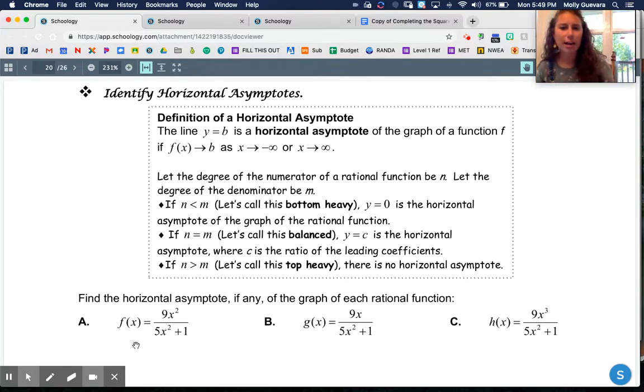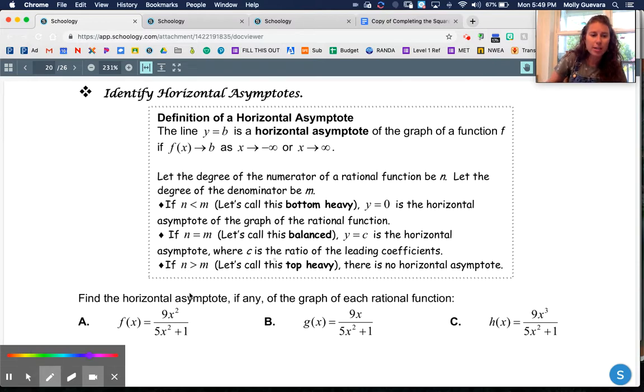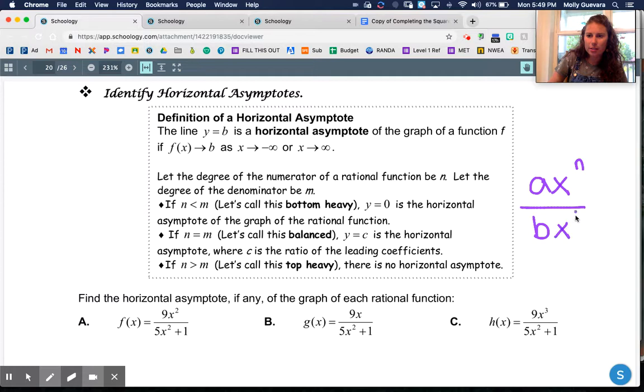Okay, so horizontal asymptotes, right, are horizontal. And there's only 3 options. Okay, and it depends all on the exponents of the graph. Okay, so let's say that I have a graph like A, where A is any real number, okay? A x to the N over B x to the M. I'm just making stuff up, but let's just say that this is what we have, okay?